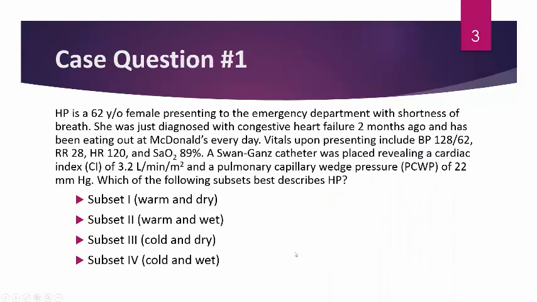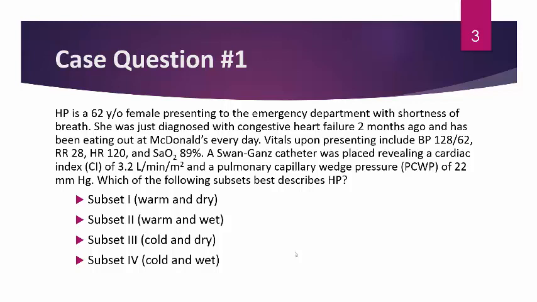So we'll start out with the case. HP is a 62-year-old female presenting to the emergency department with shortness of breath. She was just diagnosed with congestive heart failure 2 months ago and has been eating out at McDonald's every day. Vitals upon presenting include blood pressure 128/62, respiratory rate 28, heart rate 120, and oxygen saturation 89%. A Swan-Ganz catheter was placed, revealing a cardiac index of 3.2 and a pulmonary capillary wedge pressure of 22.